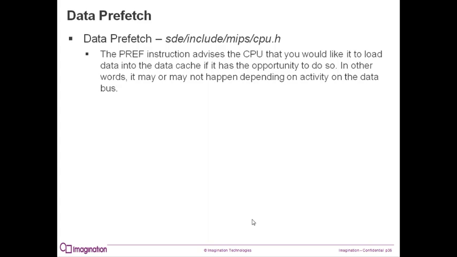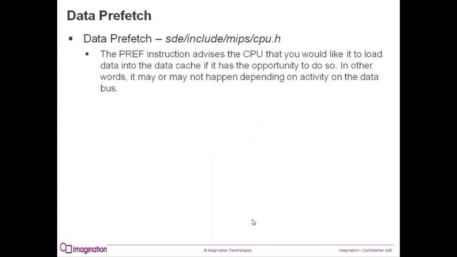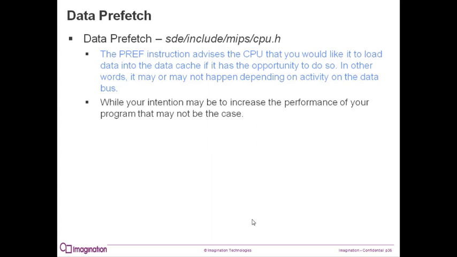For example, when you're doing a memory copy from one buffer to another, the prefetch instruction tells the CPU to get the data into the cache if it does not interfere with any other data bus operations. Prefetching can be tricky, because while you may think it should increase the performance of your code, it may not. It'll depend on your cache resource needs.